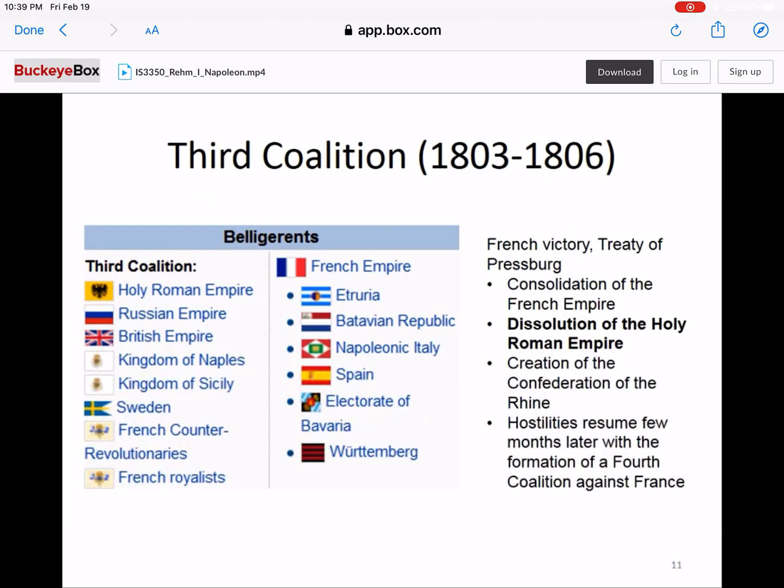The third coalition once again ends in French victory in the Treaty of Pressburg. What gets decided is that the Holy Roman Empire dissolves. So finally, the Holy Roman Empire is gone. Depending on when you start counting, it's around the year 900 or so that the Holy Roman Empire starts. So this entity, I don't really want to call it a state, is finally gone. In its place, what gets created is the Confederation of the Rhine, which will later be absorbed by Prussia to form Germany.